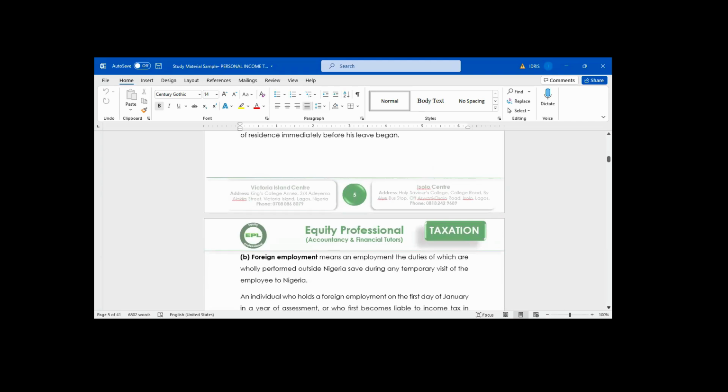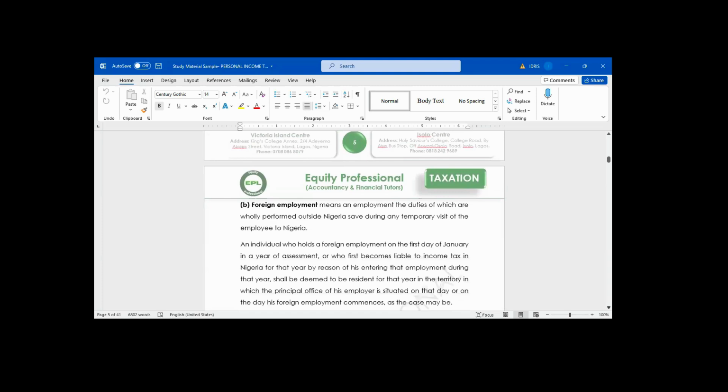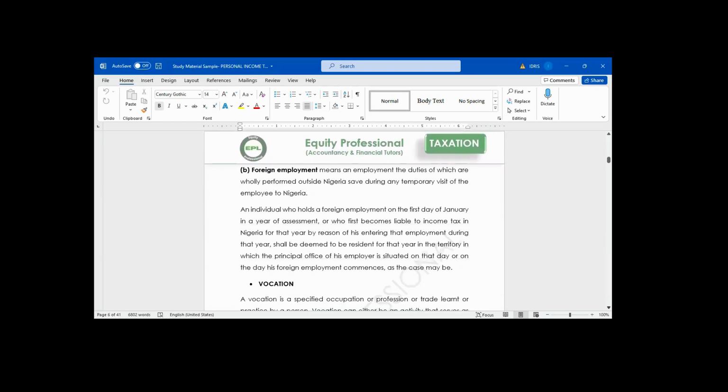That is what? Foreign employment. The service you are rendering for your employer, you do not do it in Nigeria. You are doing it outside Nigeria. That one is what? Foreign employment.